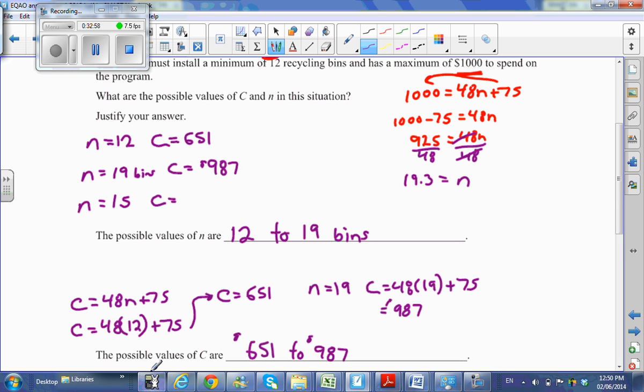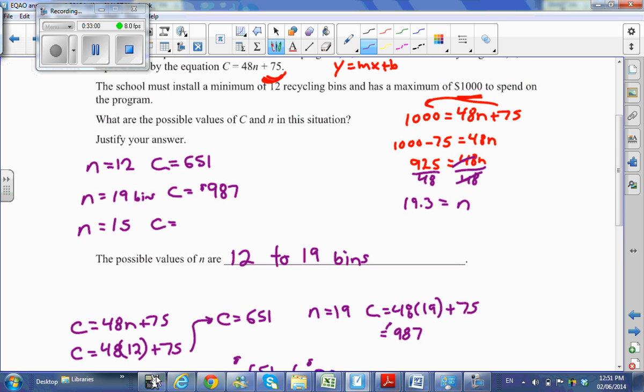Okay, so hopefully that makes sense. We could even make a little table, and you'd notice that it's going up by the same amount. You'd notice that it's going up by $48 every time. Okay, because that was our rate of change.